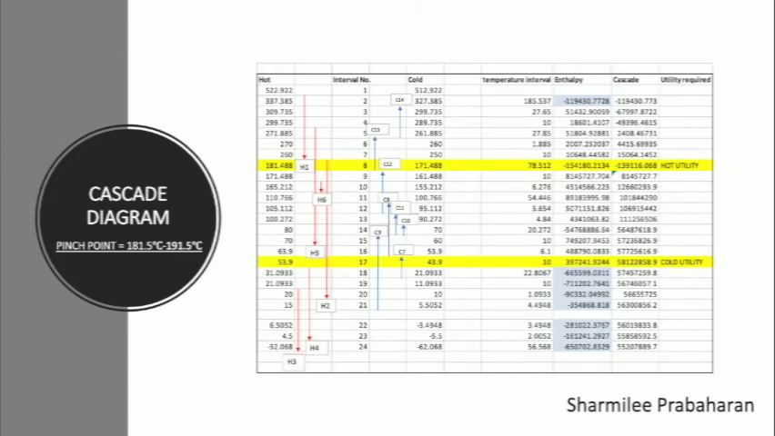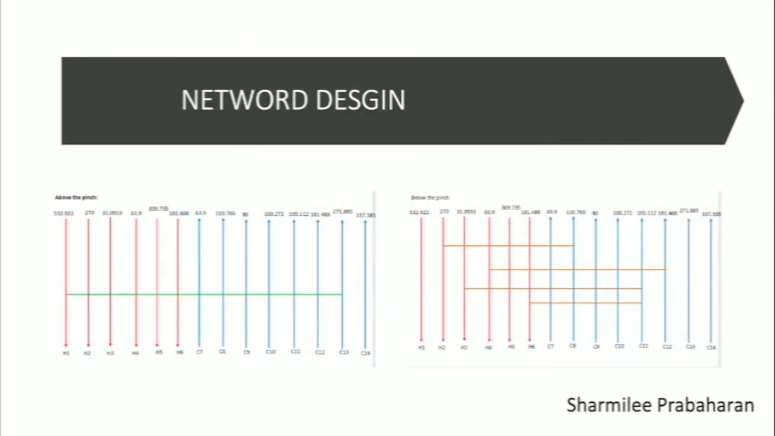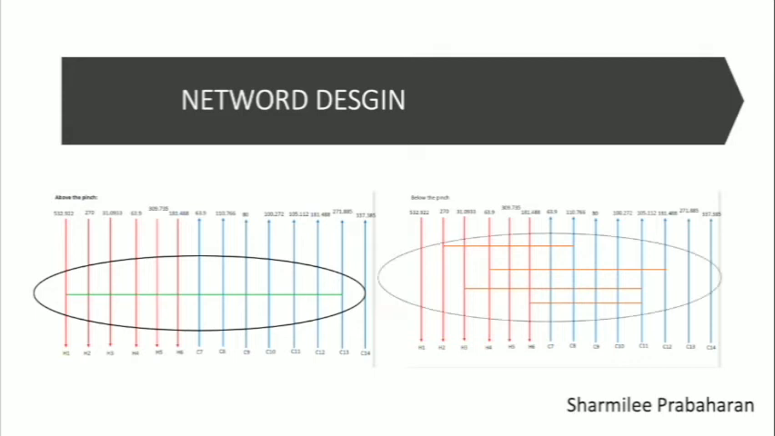After sketching the network design for above and below the pinch, possible heat integrations were identified. These were: for above the pinch, a heat exchanger goes from heater to distillation column, as shown here. And here the total energy is 700,667 calories. For below the pinch, there were 4 possible outcomes.